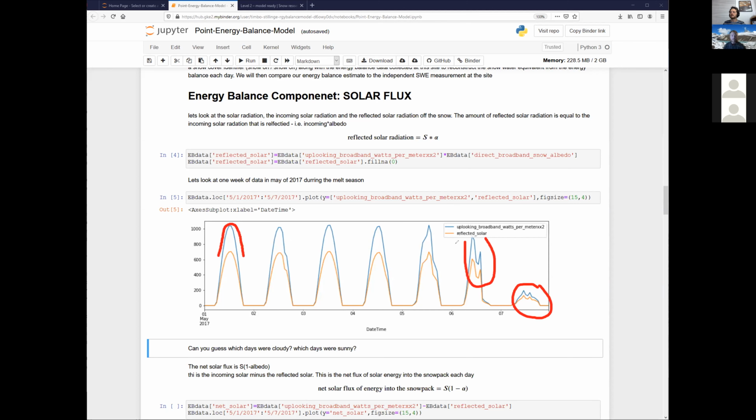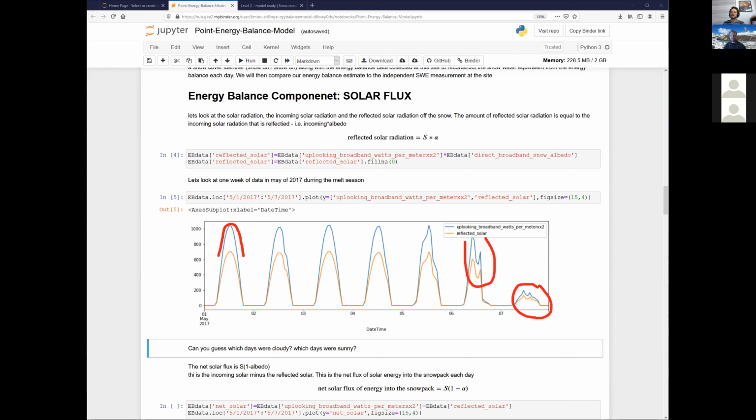Why do you guys think these 3 days are different? Does anybody have any ideas for what might be causing the shortwave radiation to look different on 3 different days when the sun is... maybe not because of clouds? Yep, that's right, Amrit. Yeah, so clouds.